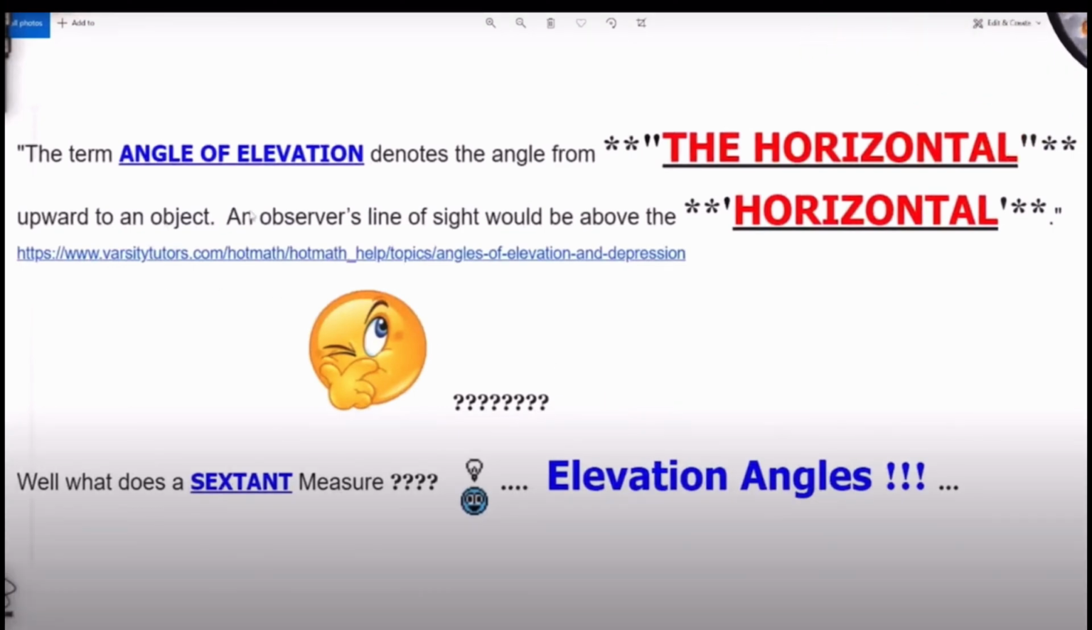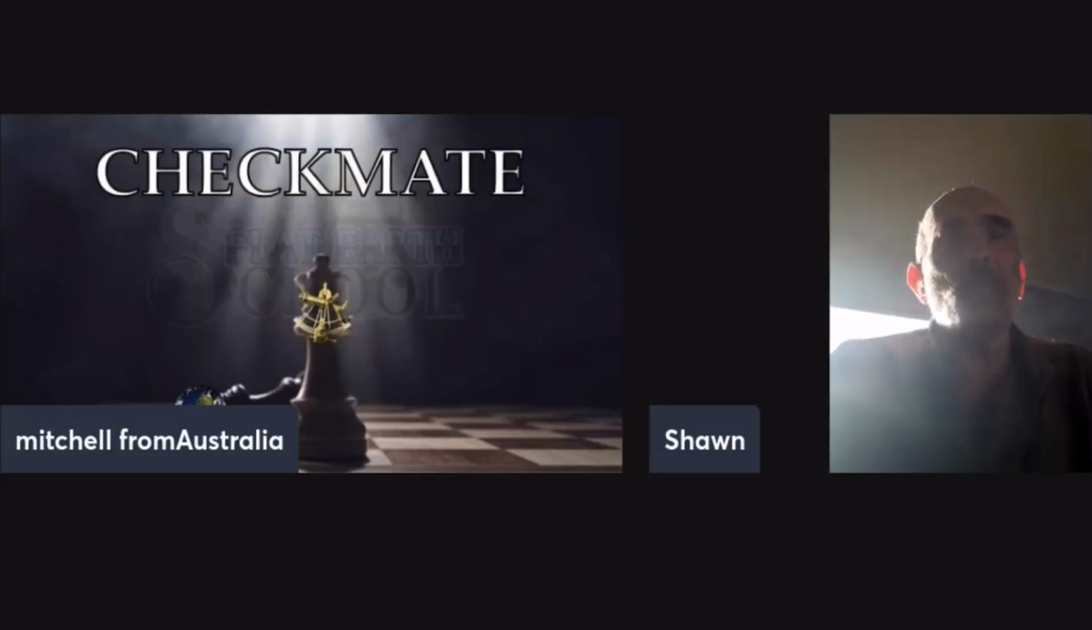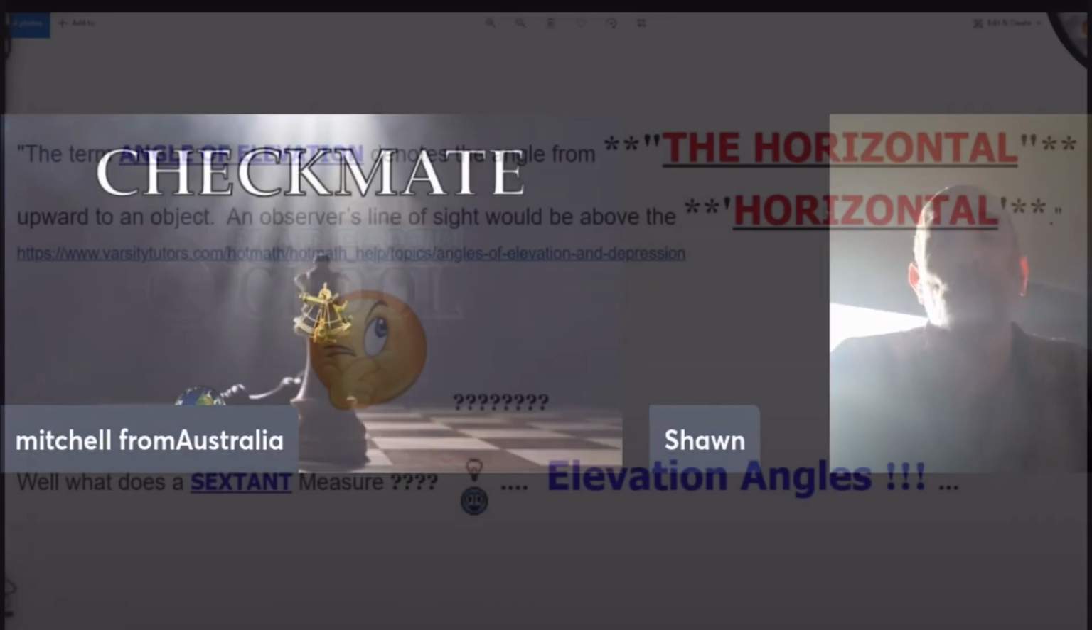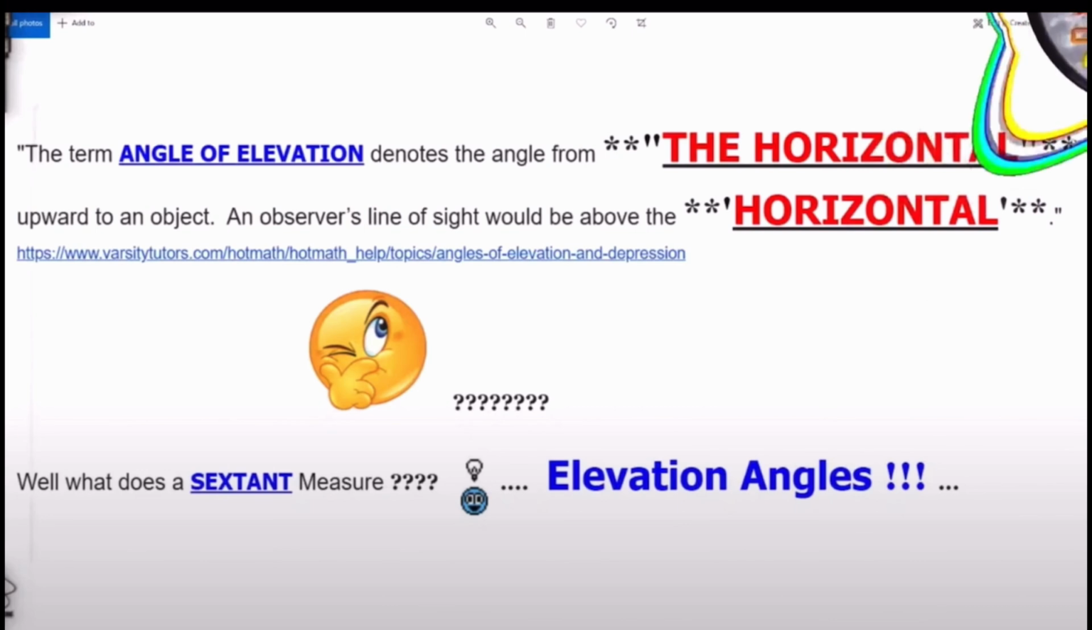The term angle of elevation, here's the last definition of angle of elevation. The term angle of elevation by Varsity Tutors denotes the angle from, like all the rest of them said, the horizontal upward to an object. You are measuring the angle from your horizontal eye line to whatever object in the sky you're measuring to. An observer's line of sight would be above the horizontal. Yep, flat, level, flat, adjacent.